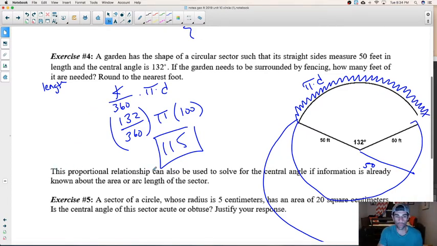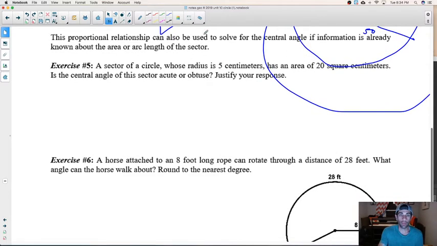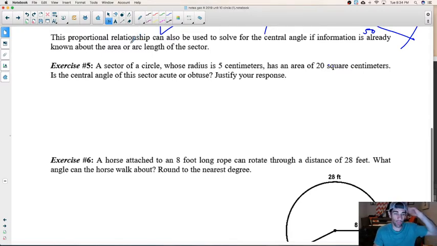So this proportional relationship can also be used to solve for the central angle. Okay? So let's take a look at what that means. So this is saying, well, I'm going to give you everything else. I'll give you the answer, but I'm not going to tell you what angle I used. And it shouldn't really feel too much different. It's just going to be different types of math that we're going to do.